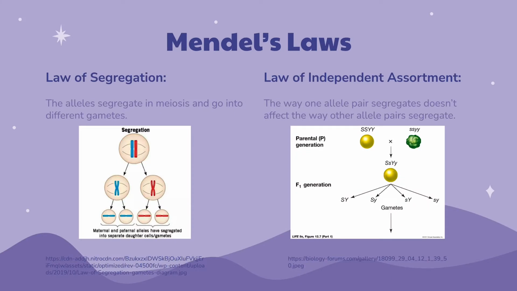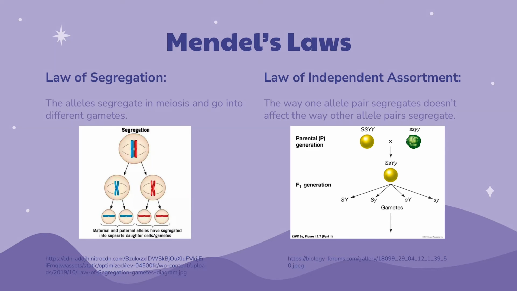Okay, so there are two big laws that Mendel came up with when he was doing his research. The first one is the law of segregation. The law of segregation is when the alleles segregate in meiosis and go into different gametes. If you can see here, on the left, the blue chromosome goes into the cell on the left, whereas the red chromosome goes to the cell on the right, and ultimately the cells end up with different chromosomes that are half of what the parent cell had.